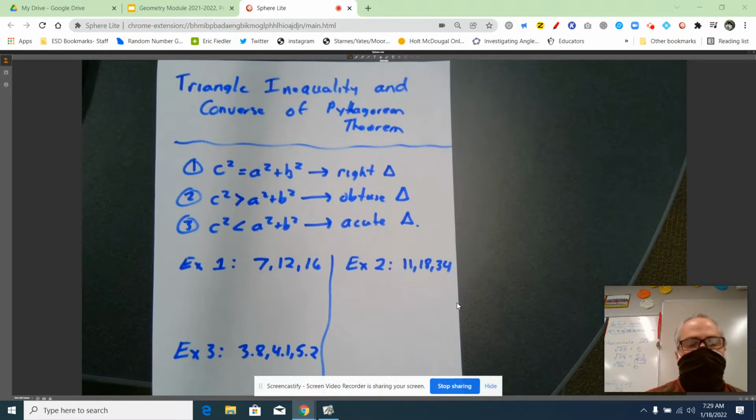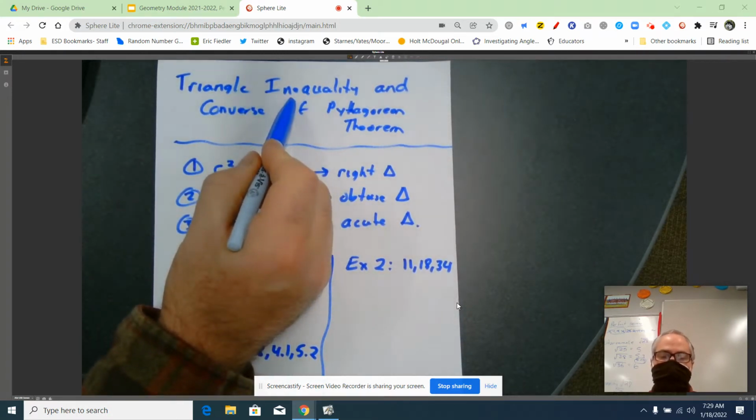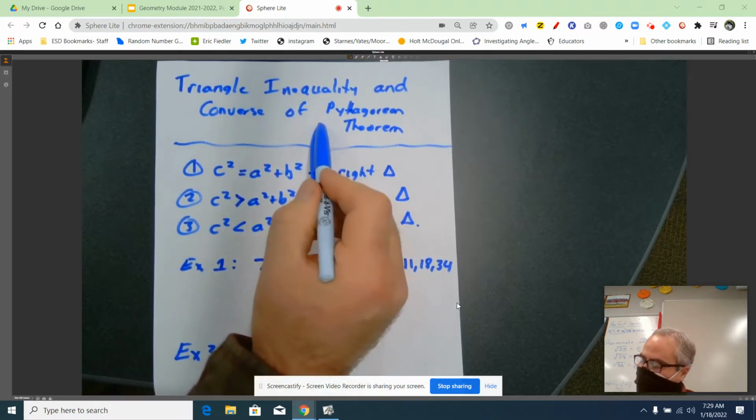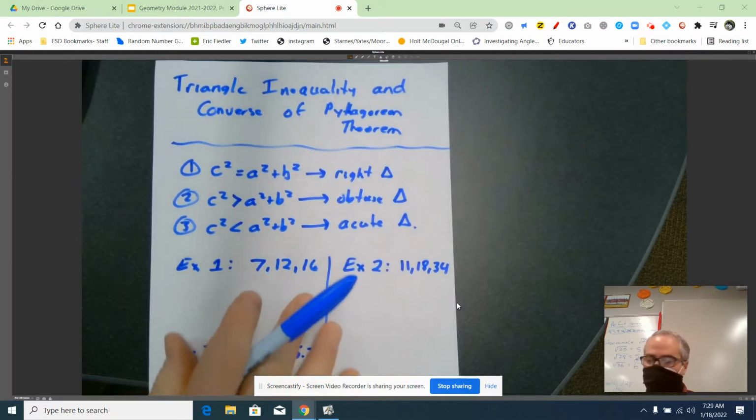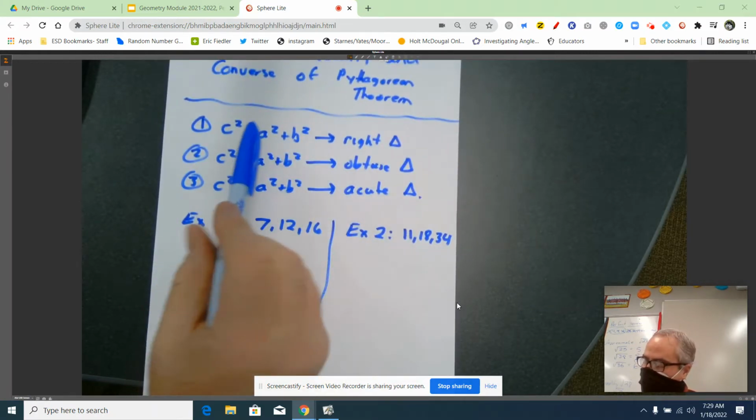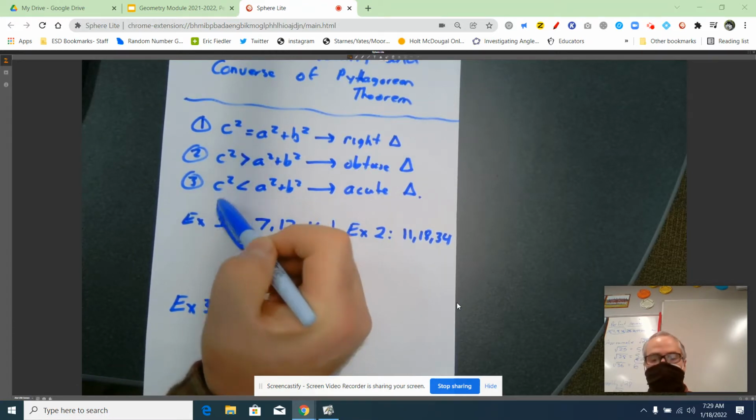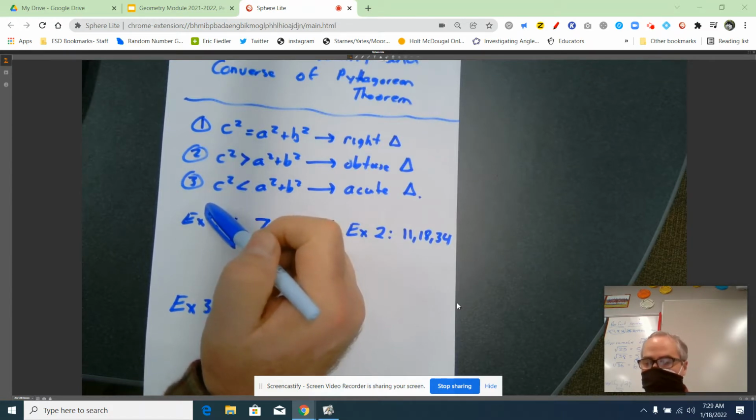It's called using the triangle inequality, which we saw in the previous video, and the converse of the Pythagorean theorem. Now remember, the triangle inequality: take the smallest two sides, add them together, and it has to be bigger than the third side. The next thing is new, the converse of the Pythagorean theorem, but it looks very much like the Pythagorean theorem. I want you to note one thing here. Notice that I put c squared on the left side every single time. This is a way that you can remember this theorem pretty easily.